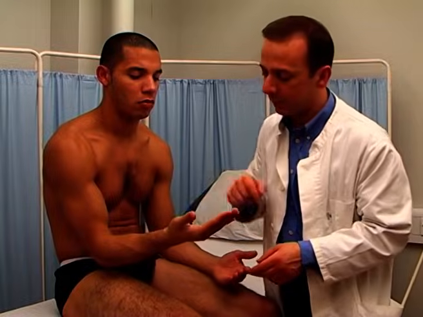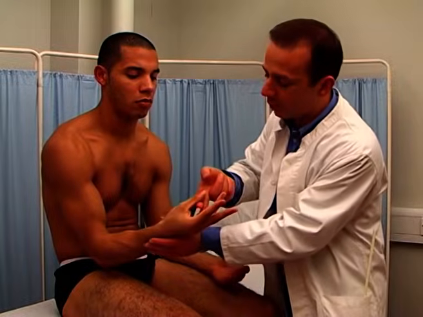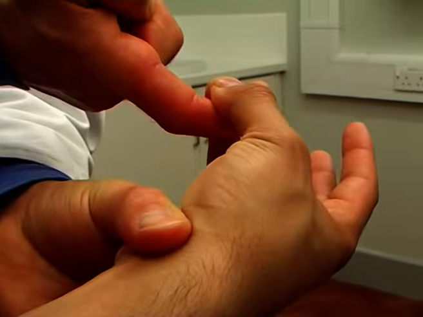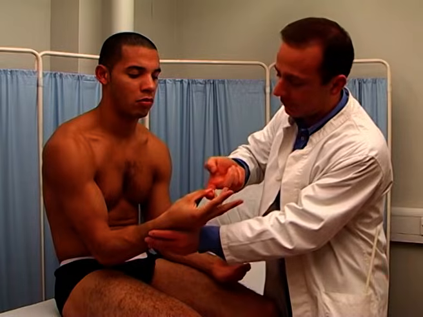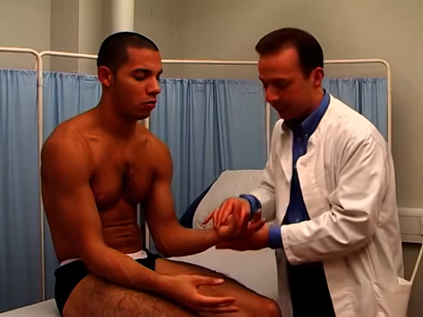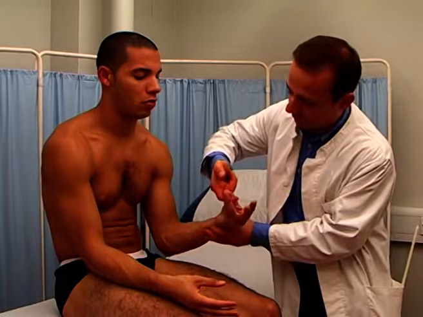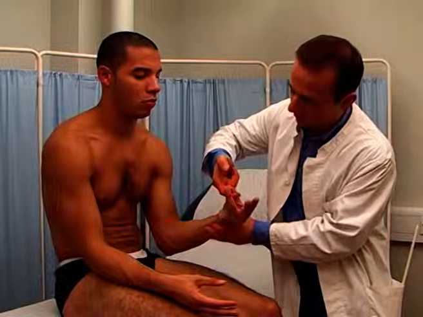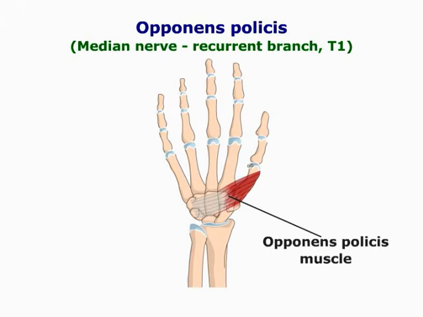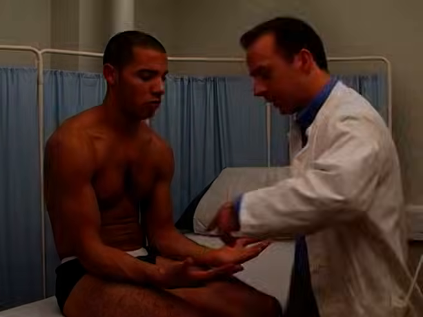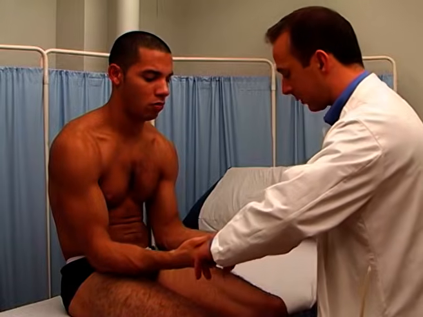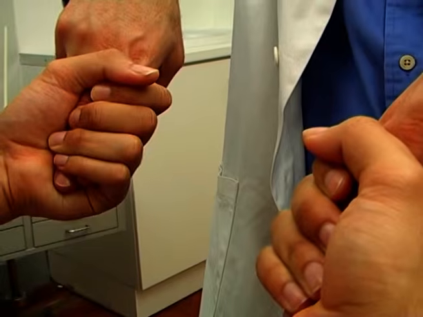Opposition of the thumb with little finger. Opponens pollicis, the median nerve, from T1. That's fine. Now with this hand now. That's good. Finger flexion, the median and ulnar nerves, mostly from C8.